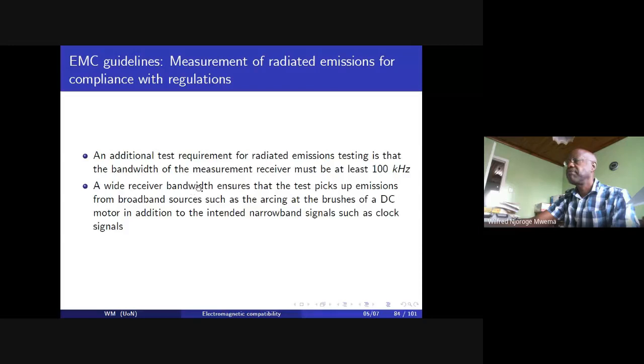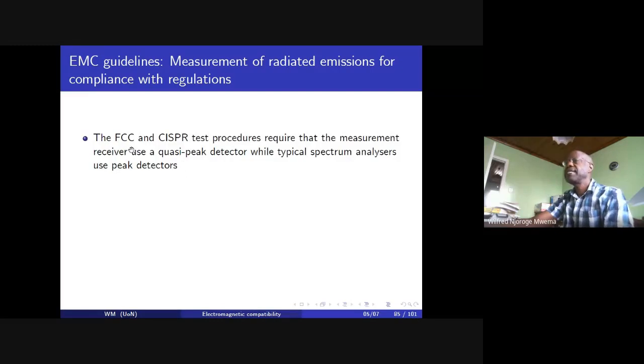So a wider receiver bandwidth ensures that the test will pick up emissions from broadband sources, such as the arcing at the brushes of a DC motor, in addition to the intended narrowband signals, such as clock signals. The FCC and the CISPR test procedures require that the measurement receiver use a quasi-peak detector, while typical spectrum analyzers will be using peak detectors.